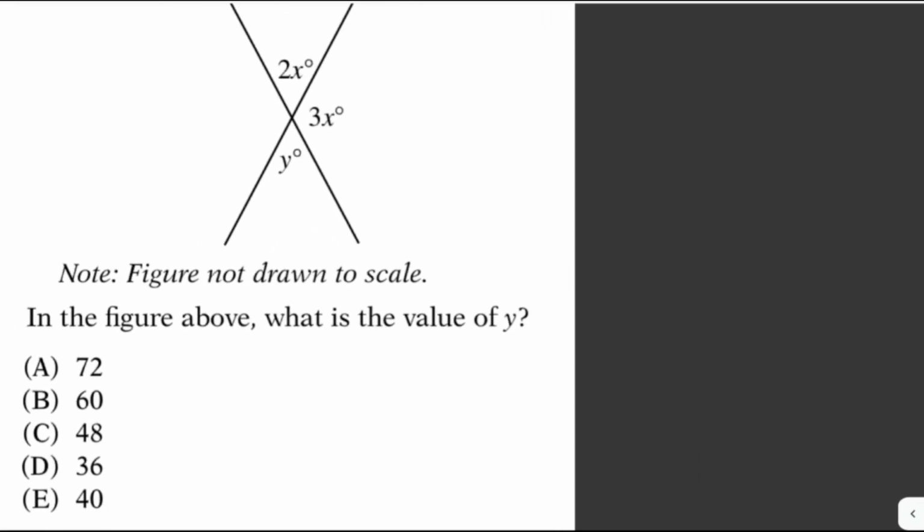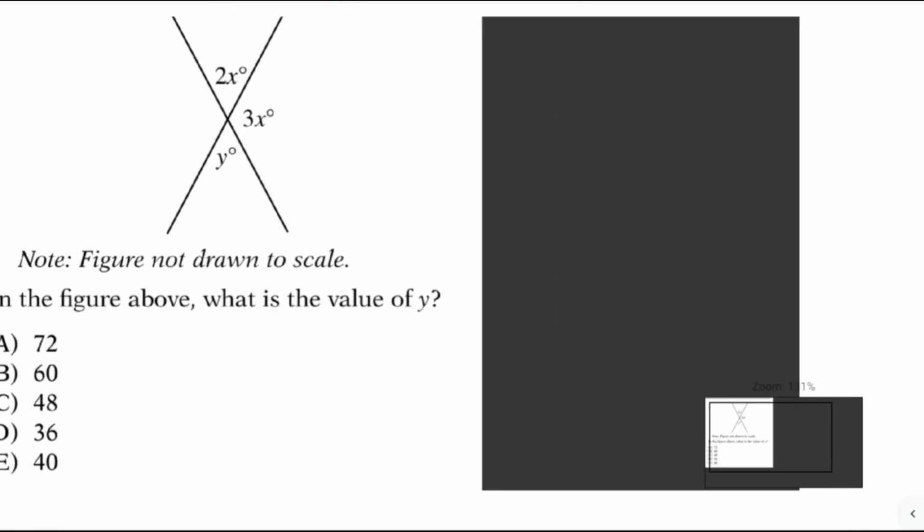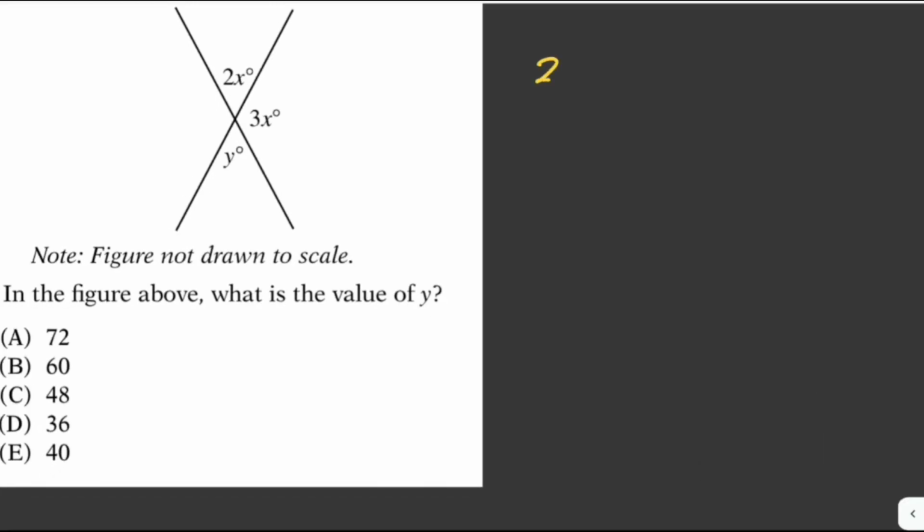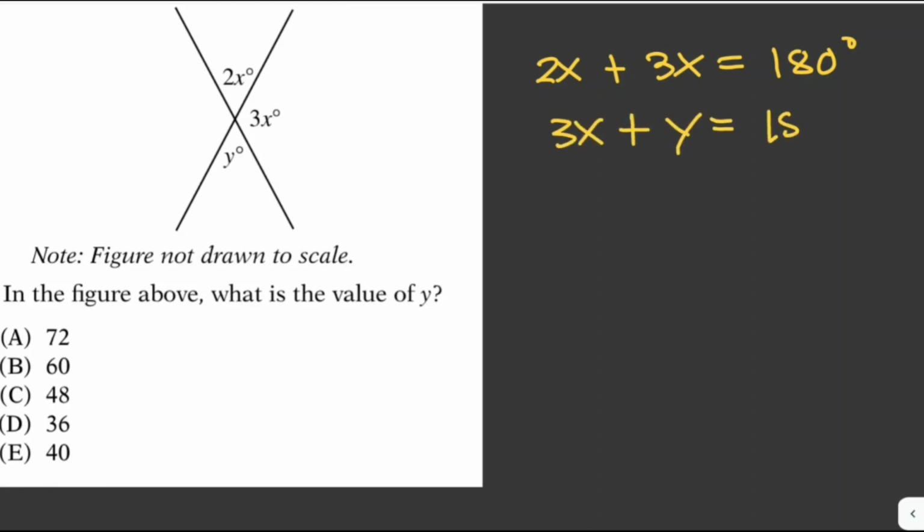We're given here this figure, and in the figure above, what is the value of y? So take note that a straight angle has a measure of 180 degrees. Therefore, 2x plus 3x here is equal to 180 degrees, and 3x plus y is also equal to 180 degrees. And then 2x and y here are vertical angles. Therefore, they are just congruent or equal. So y is equal to 2x.